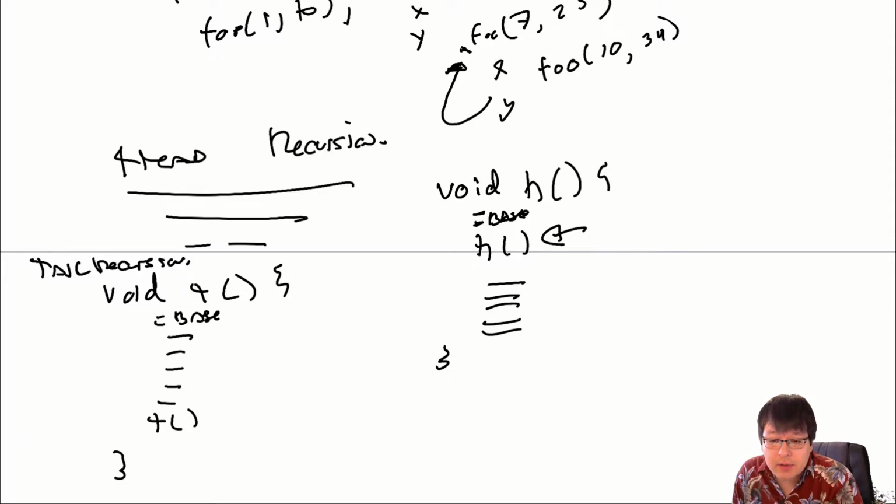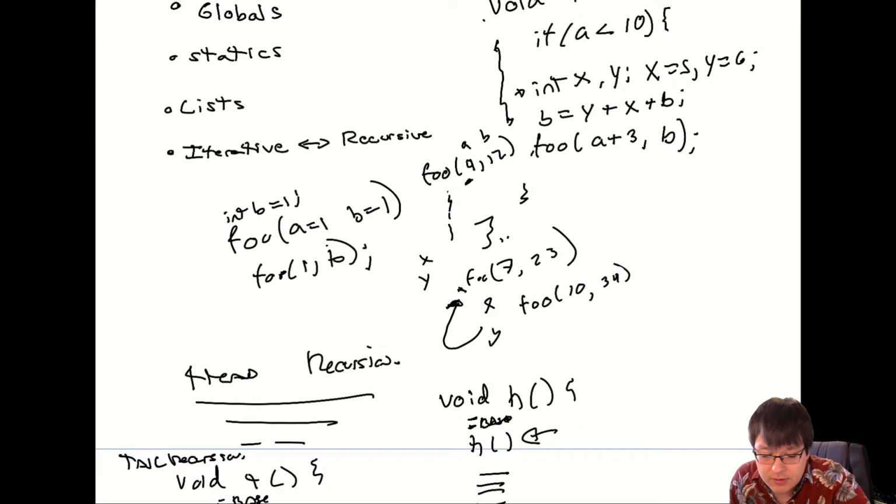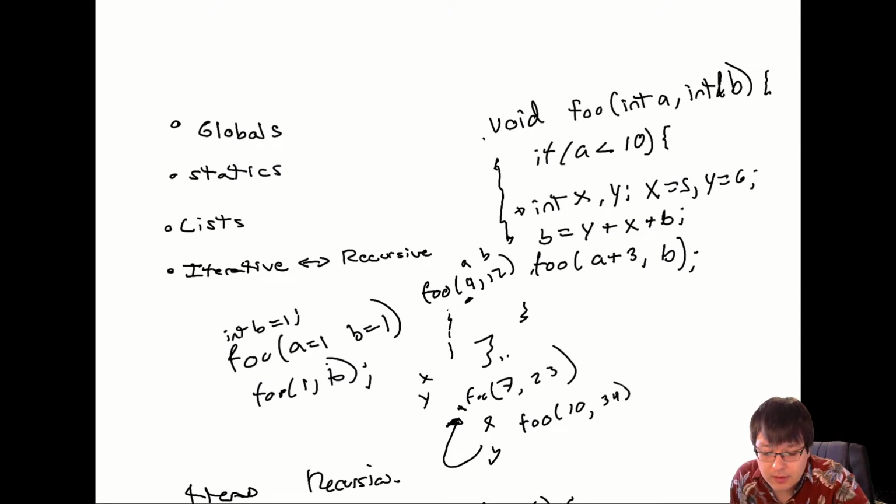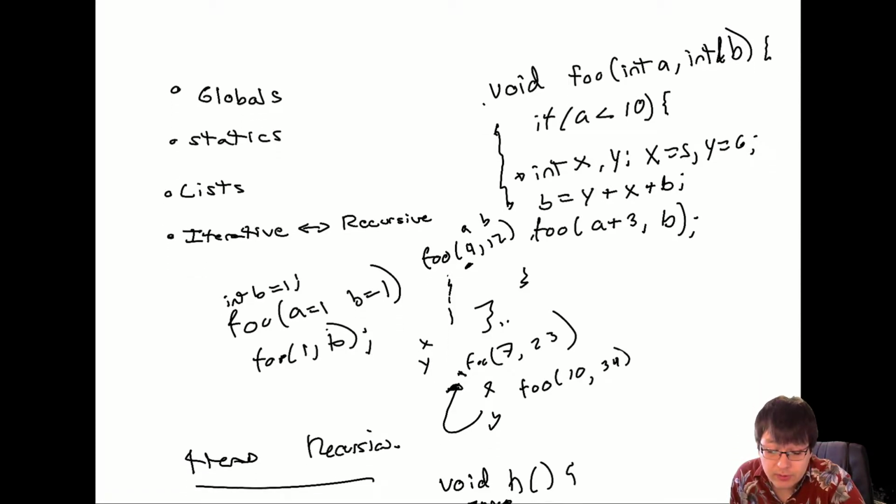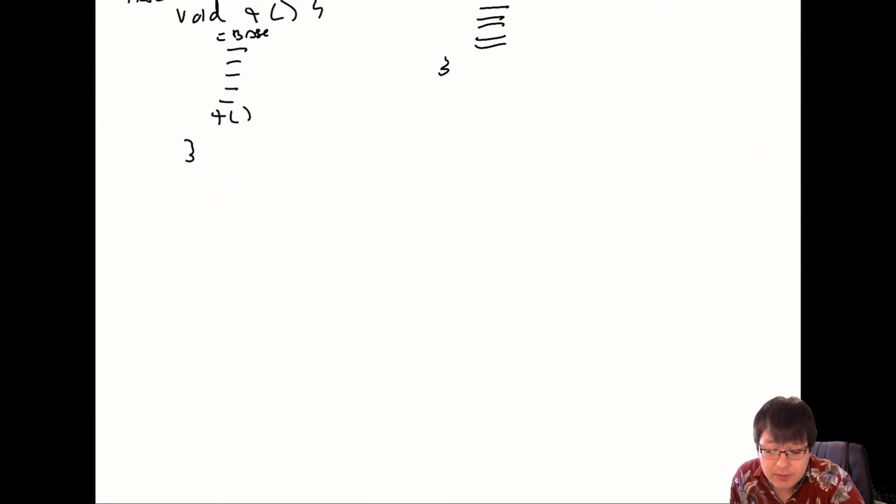Typically, tail recursion is sometimes a little bit easier to wrap your head around. And for that, actually, let's talk about the next thing here. I wanted to talk about statics, but I'll come back to that one. Let's talk about lists and how to print out a list recursively. Okay, and you might have done that in your assignment already, I'm not sure. But either way, I want to bring it up here.